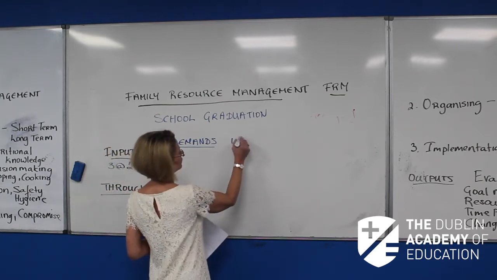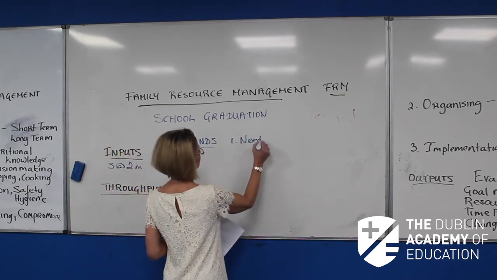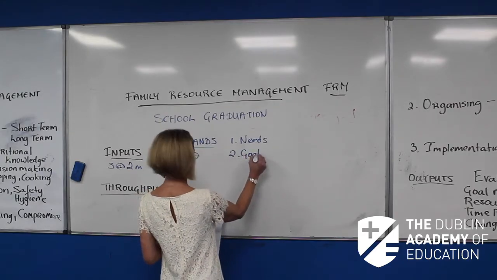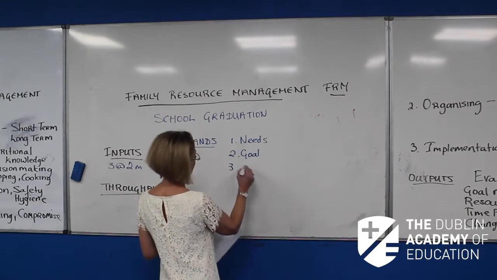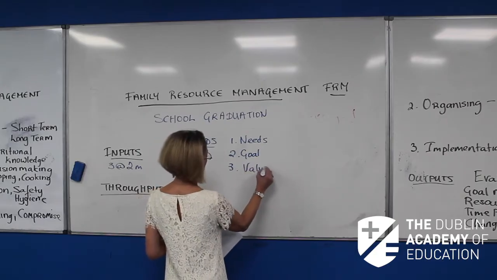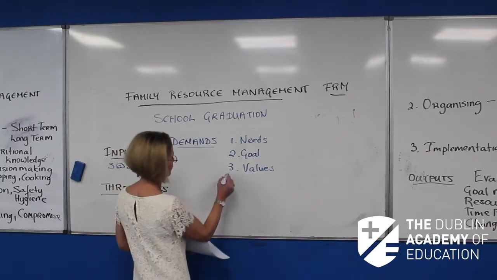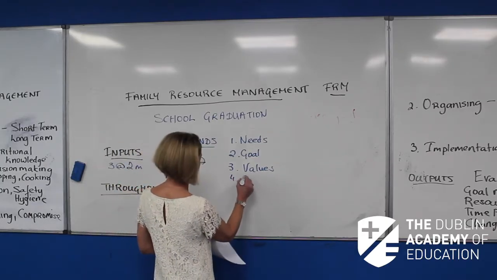So point 1 would be our needs. Point 2 would be our goal. Point 3 would be our values. And just to give you a 4th point, if you wanted to choose a different 3 points, our 4th one could be resources.